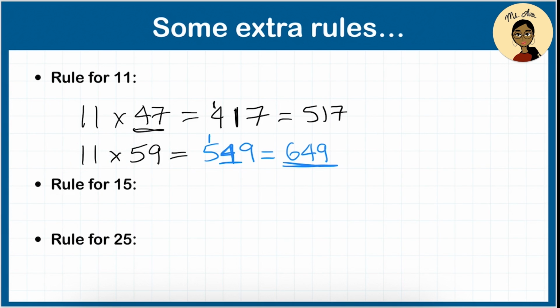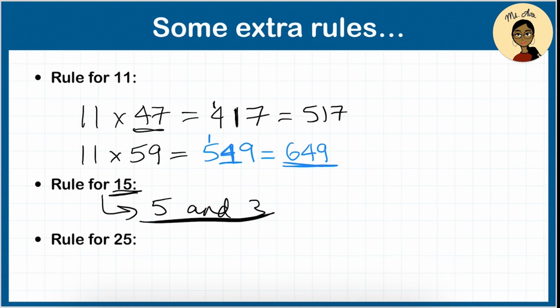Okay, then another rule is for how to tell if a number is divisible by 15. This one's kind of easy as well. You just have to see if it is divisible by 5 and by 3. So if a number is divisible by 5 and by 3, then that means it is divisible by 15.